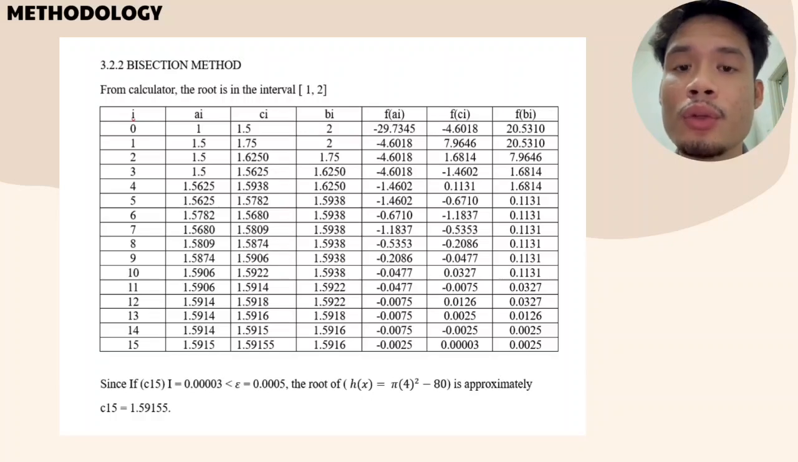So we do the calculation. It takes 15 iterations until we get the value of 0.00003, which is less than 0.0005. Since c_15 is 0.00003, which is approximately 1.59155, this is the same as our exact value. So that's all from me.